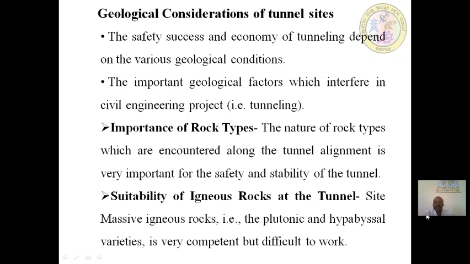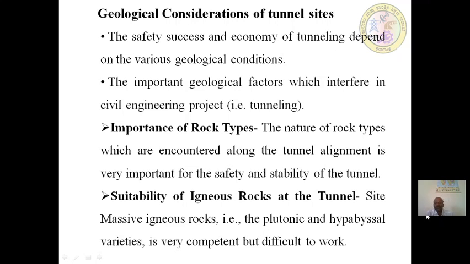Geological considerations of tunnel sites. The safety, success and economy of tunneling depend on the various geological conditions. These are the important geological factors which interfere in civil engineering projects. Importance of rock types. The nature of the rock types encountered along the tunnel alignment is very important for the safety and stability of the tunnel.